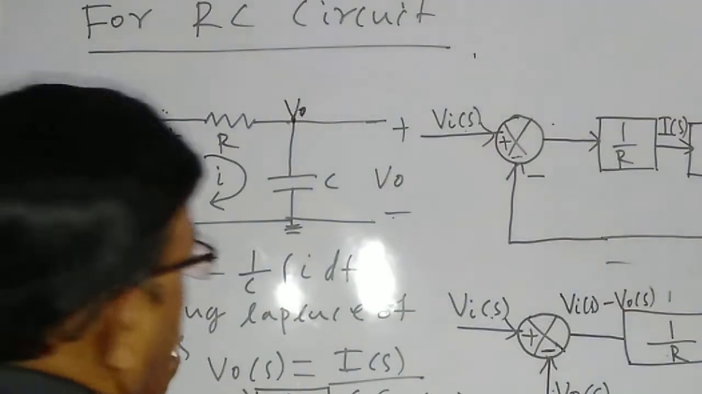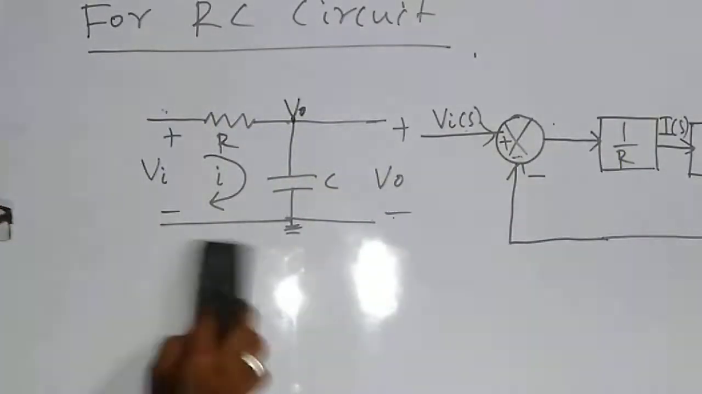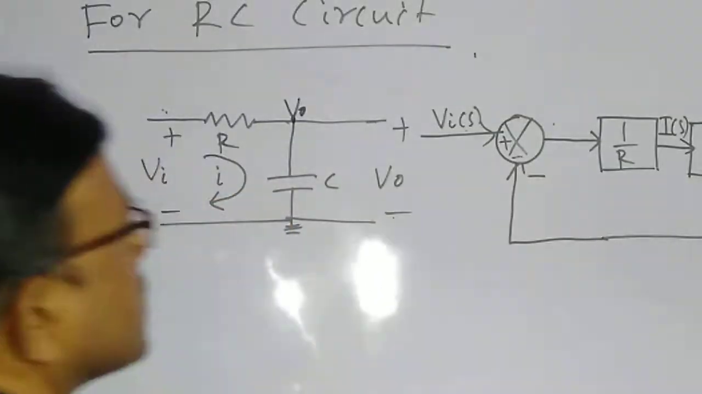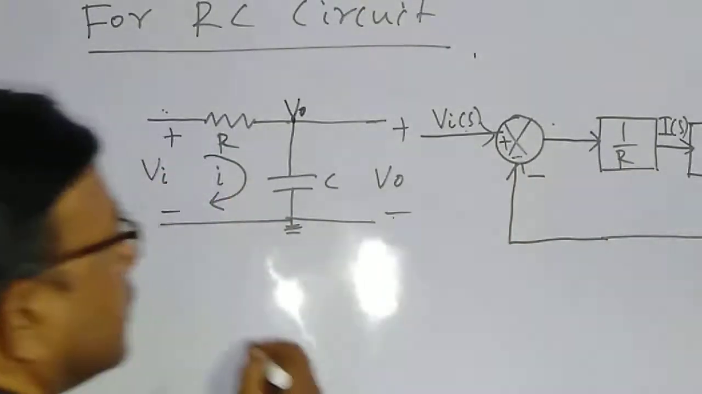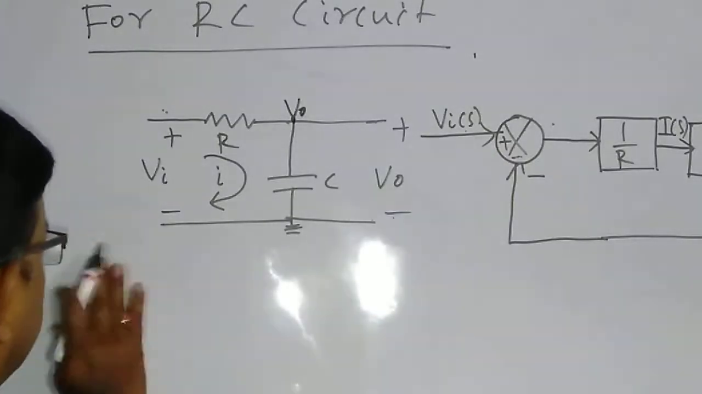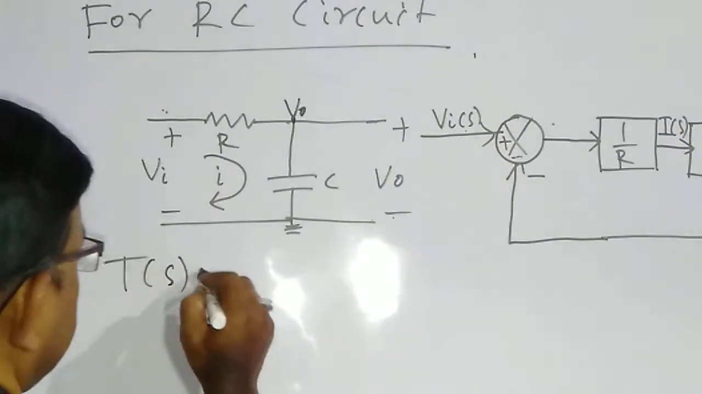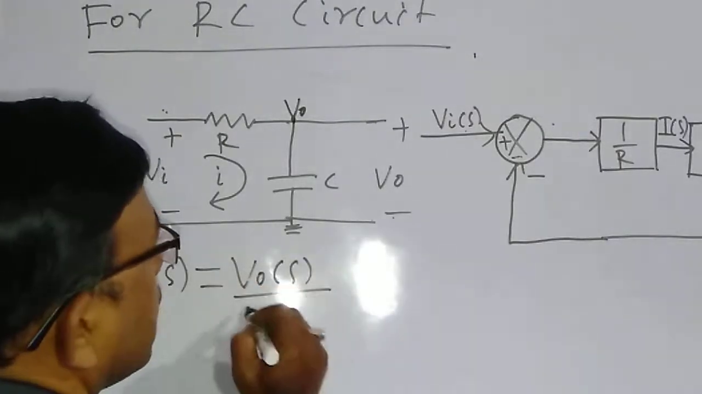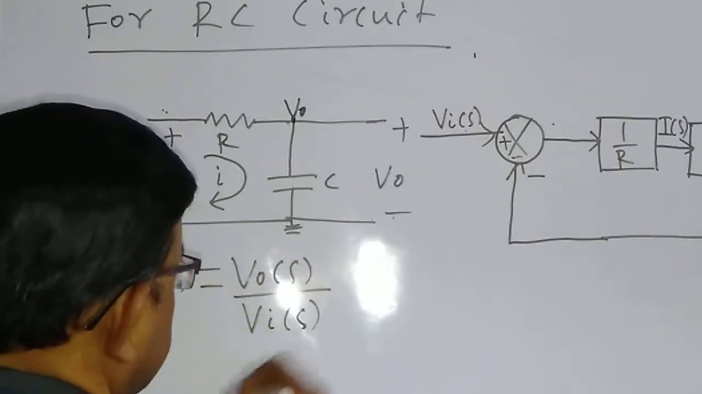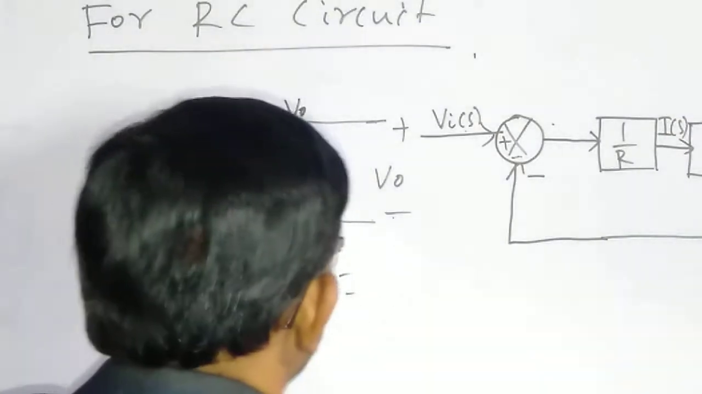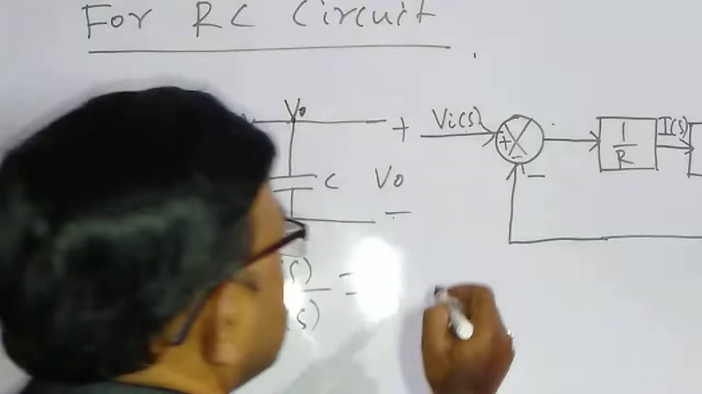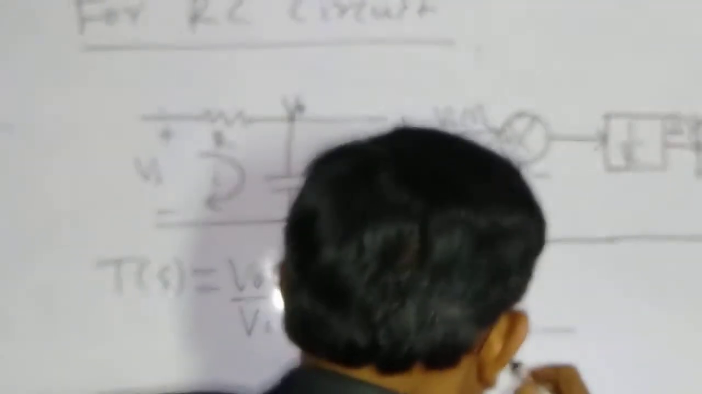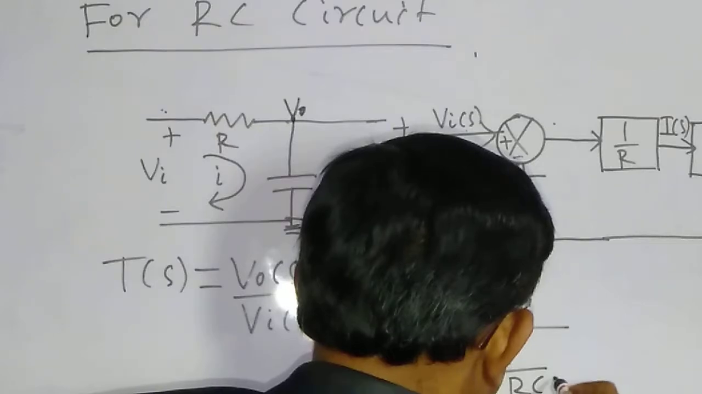So now we can find out the transfer function of this. The transfer function T of s is equal to V naught of s by Vi of s, that is output by input, which is equal to 1 by RCs divided by 1 plus 1 by RCs.